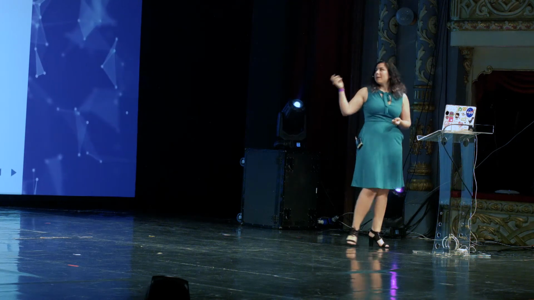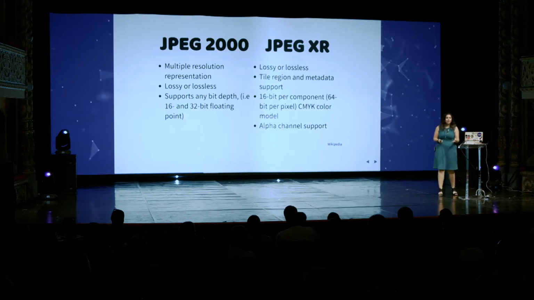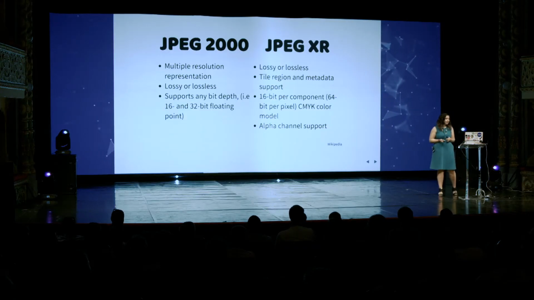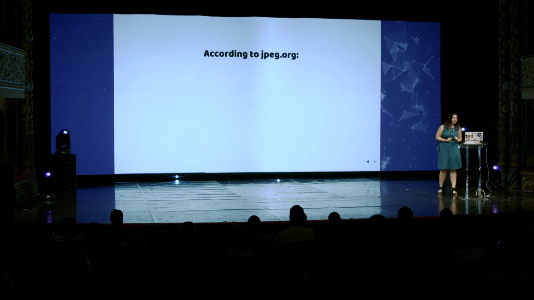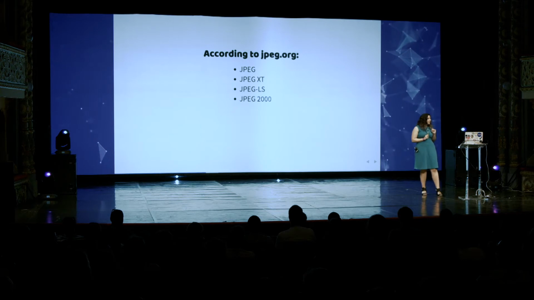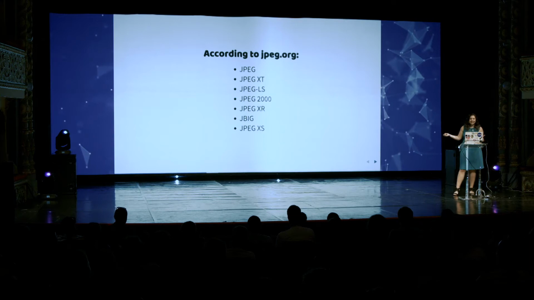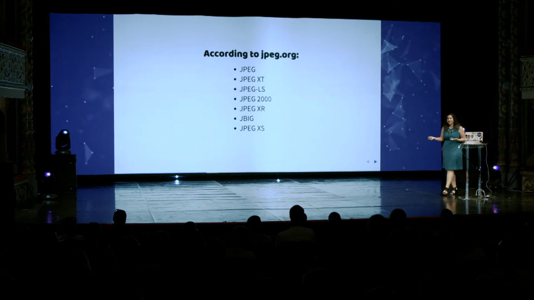So I heard these names popping up a lot also as I was researching JPEGs, and again, the problem is nobody can really decide on the best implementation. So according to jpeg.org, there's JPEG, JPEG XT, JPEG LS, JPEG 2000, JPEG XR, JBIG, JPEG XS. Like, why are there so many different types of JPEGs? You know, while people are arguing about all the different JavaScript frameworks, look at how many JPEGs we have.